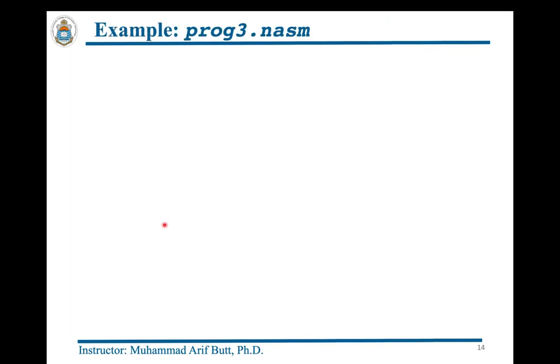Okay. So let us now discuss the logic of an x86-64 assembly program that receives command line arguments and displays them on screen.